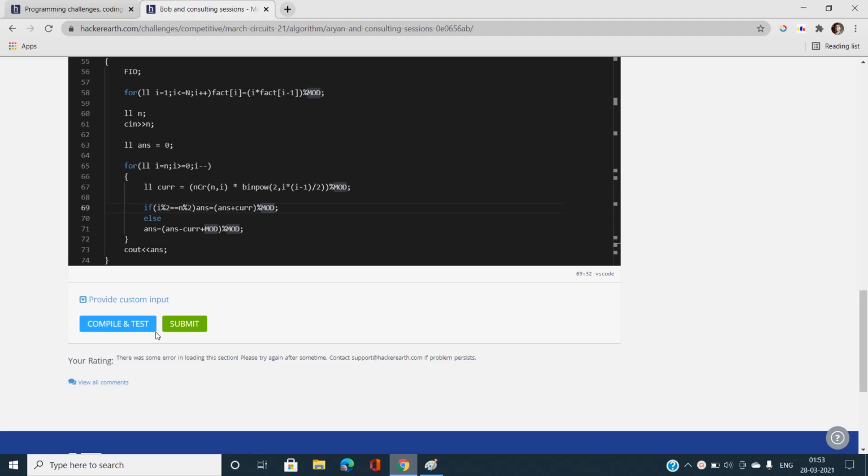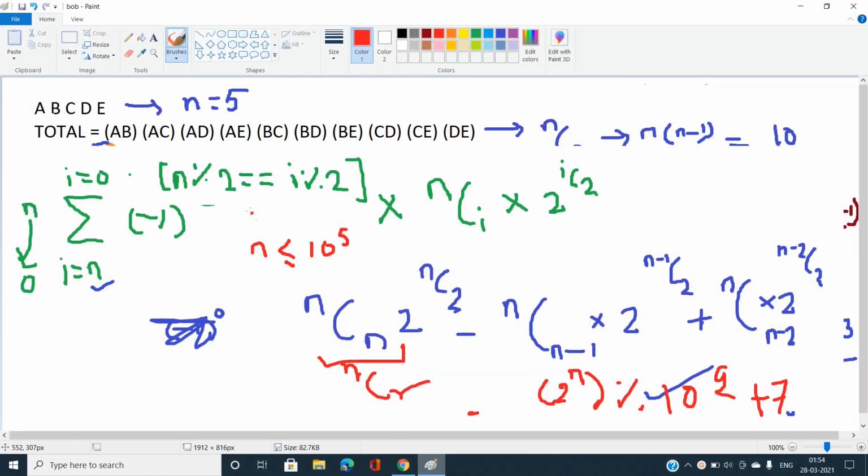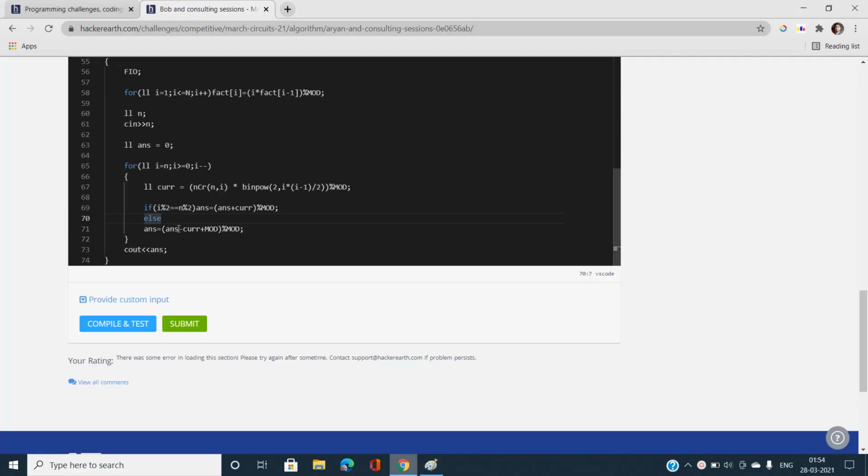So it would be 2 power i into i minus 1 upon 2, modulus this prime. If i mod 2 is exactly equal to n mod 2, then we have a plus sign over here, otherwise we have a minus sign. So otherwise I am going to subtract this, and if it is exactly equal to n mod 2, I am going to add this. Finally print the answer. Let's submit this code and check whether it works fine or not.